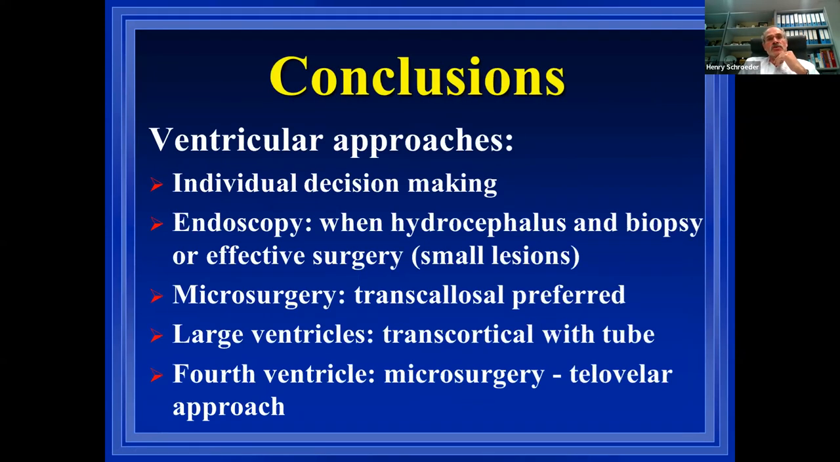So my conclusion is ventricular approaches are an individual decision-making depending on what we see. Endoscopy when there's hydrocephalus and for a biopsy. Microsurgery for transcallosal approaches when I have small ventricles and larger tumors, of course, that is an ideal approach. For larger ventricles, we start frequently with an endoscope. If it is ineffective, as I have shown you, we switch to the tube and make a microsurgical resection. Thank you for your attention.